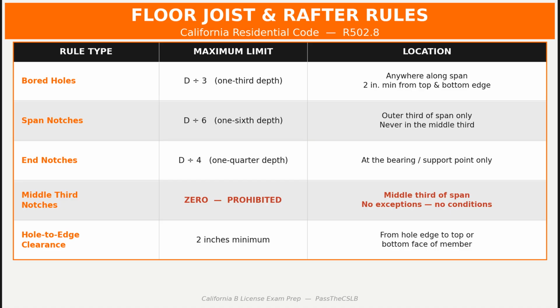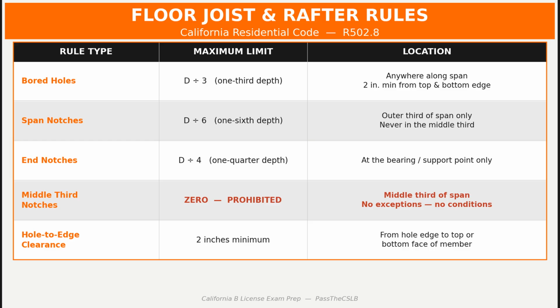A 2x10 joist does not measure 10 inches deep. When softwood lumber is surfaced and dried at the mill, it loses material from all 4 faces. The nominal size is a legacy label from the era when lumber was sold in rough-cut dimensions before surfacing.